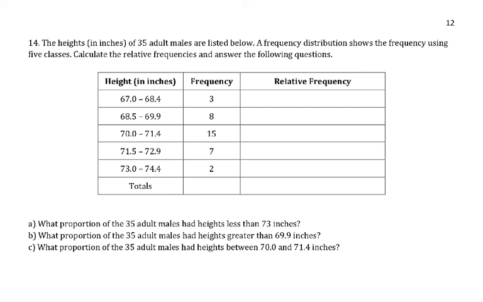Now, this is a fairly simple problem as long as you know what to do. You want to take the frequency and divide by the total, and we're not given the total, so that's the first thing you need to do. Add the numbers all up, 3 plus 8, and you get 35. And so the relative frequency is calculated by dividing each of these numbers by 35.